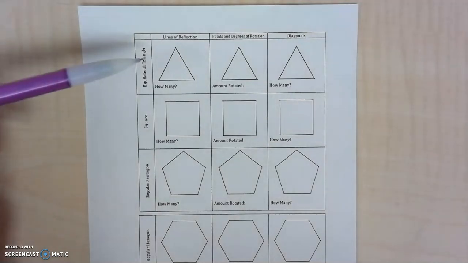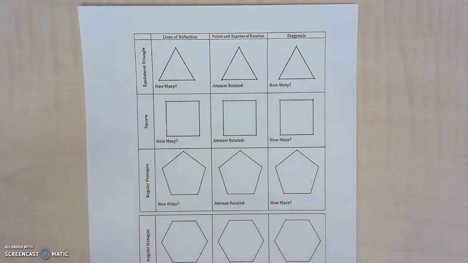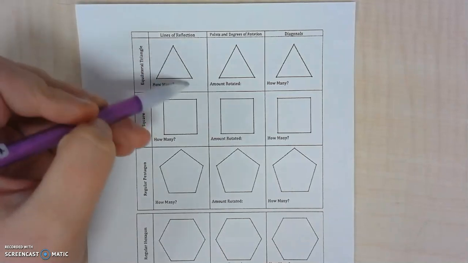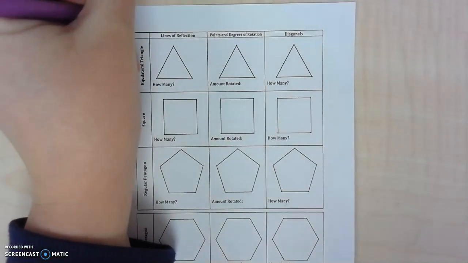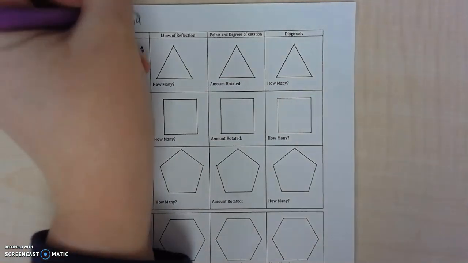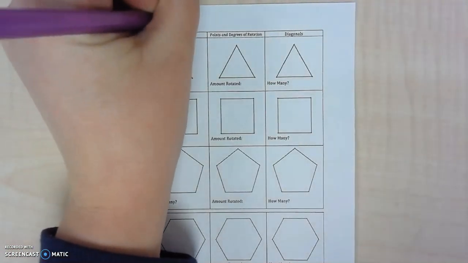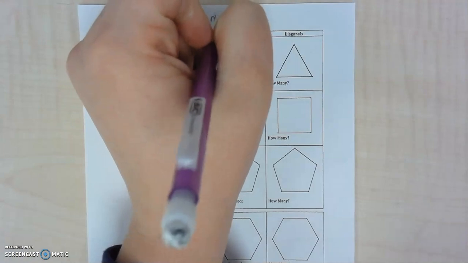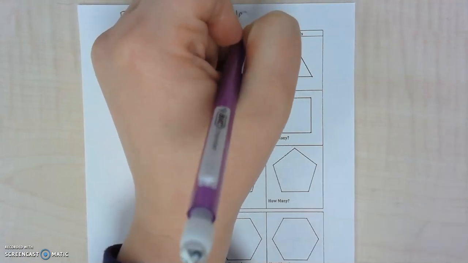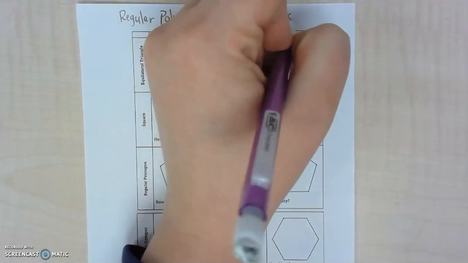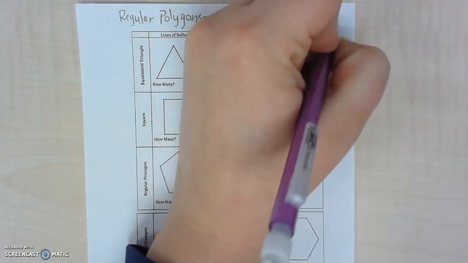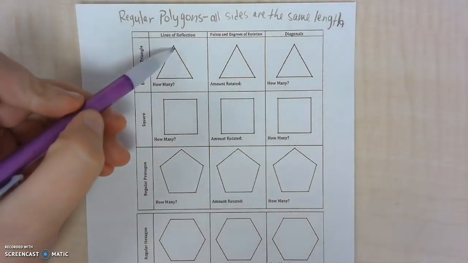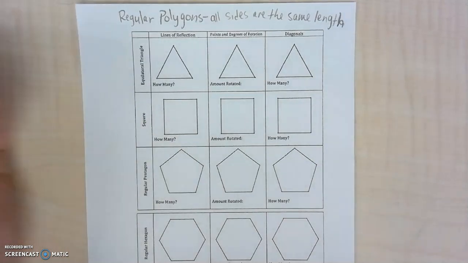Okay, so here we have regular polygons. All of these shapes, polygons, just have straight sides and closed edges, and the regular part simply means that all sides are the same length. So all of these are regular polygons, meaning this side is the same length as this one, which is the same length as this one.